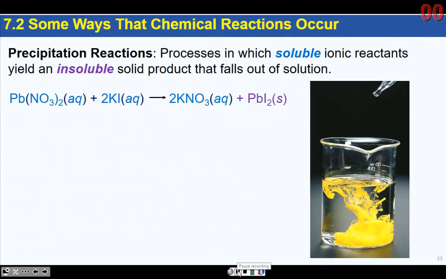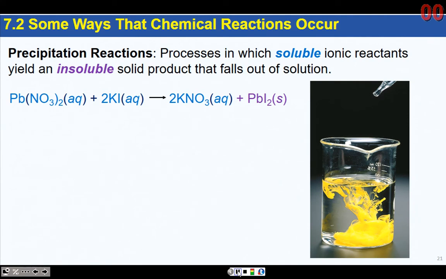Now, this topic, our heading for this section, sounds kind of silly. Some ways that chemical reactions occur. These are not an exhaustive set of descriptions of chemical reaction processes, but there are some common ones that we need to be able to work with and to be able to recognize. There certainly are others, but let's work with these for reactions in aqueous solutions. These are relatively common examples.